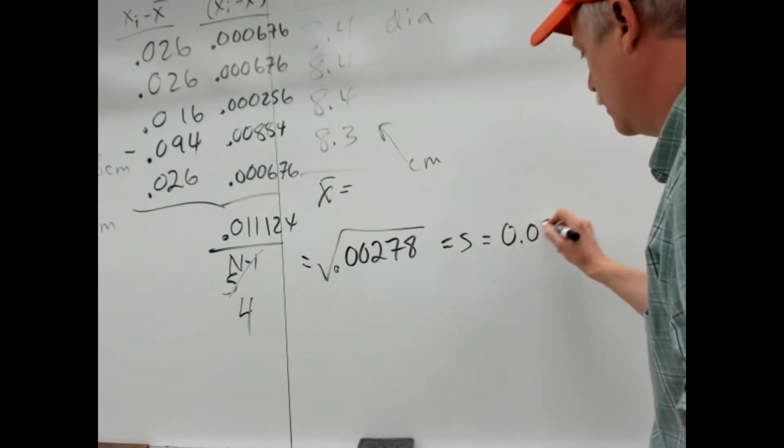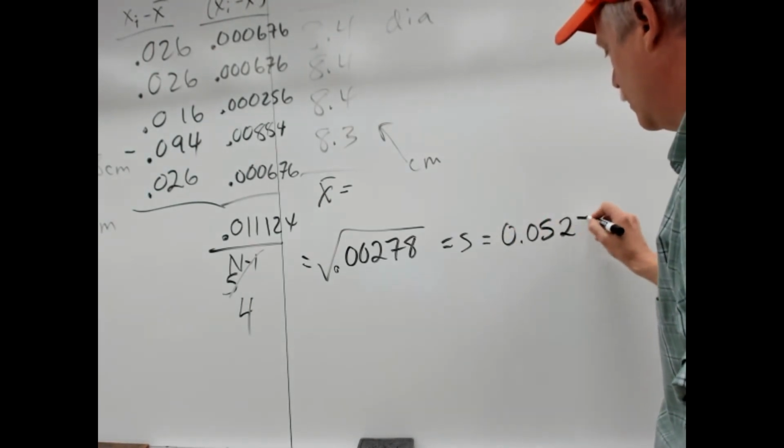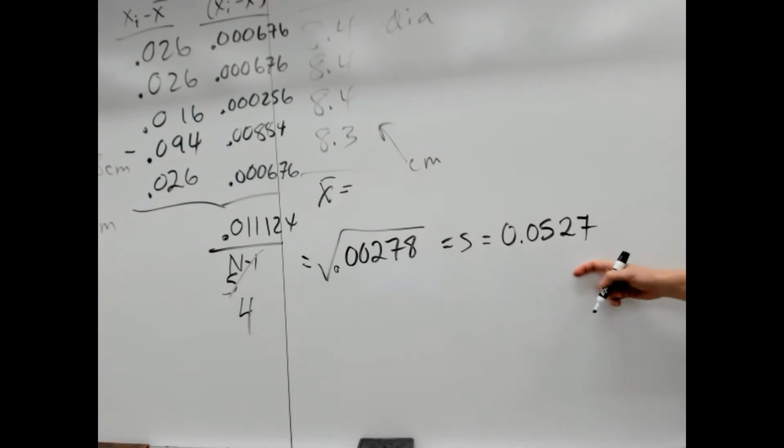0.0527. Okay, so that's our uncertainty. So it's telling us we're uncertain in the hundredths place. And it's not plus or minus 1 in the hundredths place, it's plus or minus 5 in the hundredths place. And so this tells us where we would round our result.